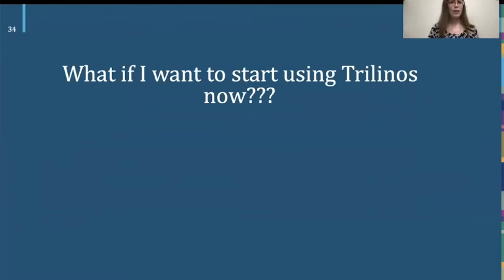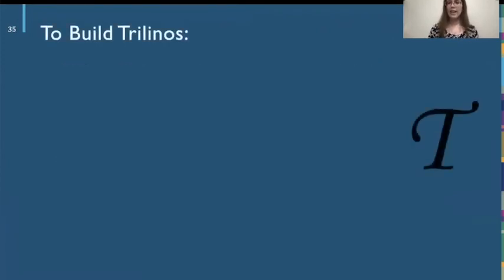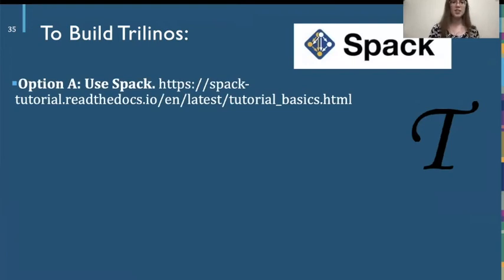So what if I'm a beginner and I want to start using Trilinos right now? The place you start is to go back to slide 3 and download the code from GitHub as per the instructions. And then, if you want to build Trilinos, you have essentially two options to pick from. The first option would be to use Spack, which is basically a huge all-in-one package manager. And you can start at that link with a tutorial on how to use Spack.